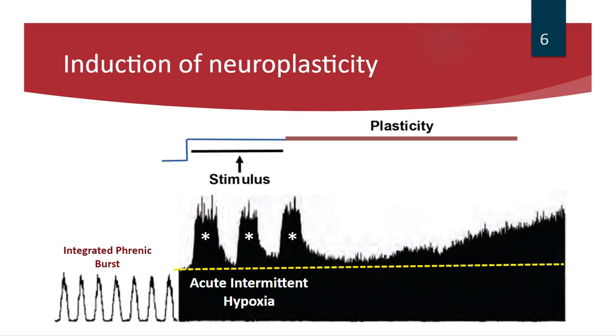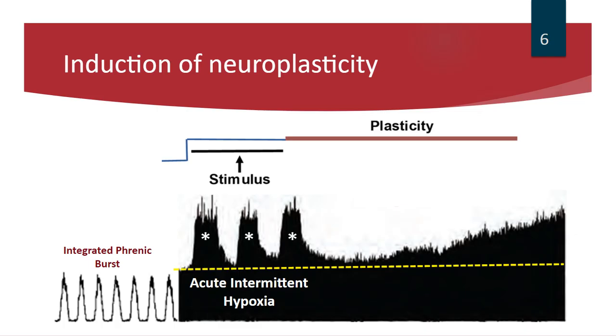So we have this system, this way of measuring neural output of the respiratory system, and now we need a way to induce neuroplasticity. So what I'm showing here on the bottom, again, is some examples of our integrated phrenic bursts. Okay, this would be under baseline conditions. And then what we have done is we have compressed those phrenic bursts so that I can show you a full experimental paradigm. So this is about 3 to 4 hours of recording. So we have our baseline conditions, our amplitude of those integrated phrenic bursts that is indicated by the yellow dashed line. But to induce neuroplasticity, we need a stimulus.